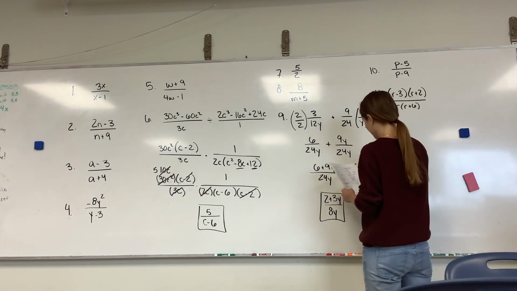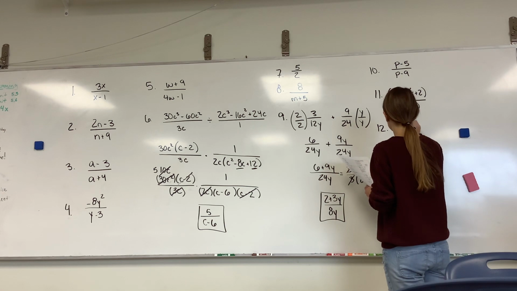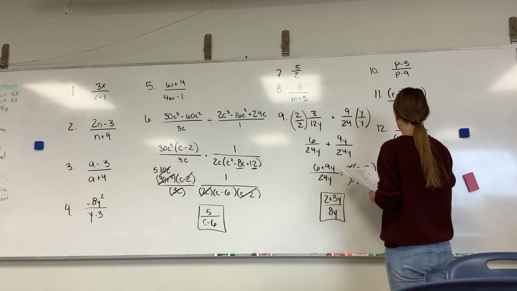For number 12, I got 8h minus 25 all over h minus 5, h minus 2.